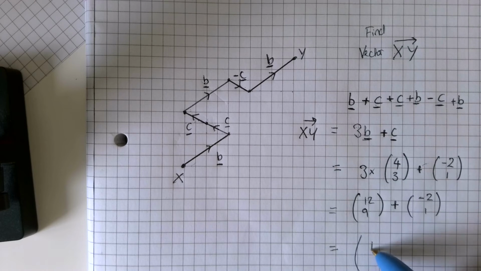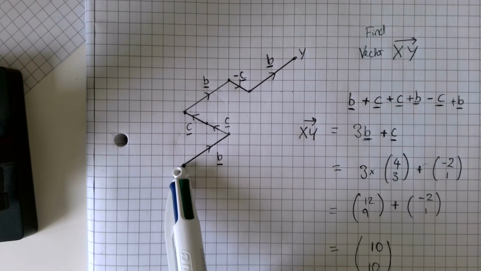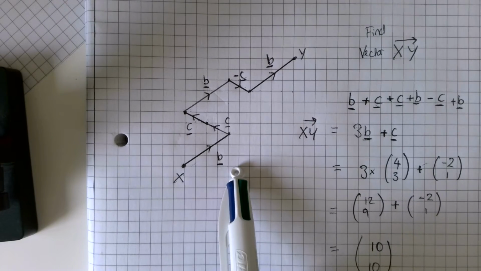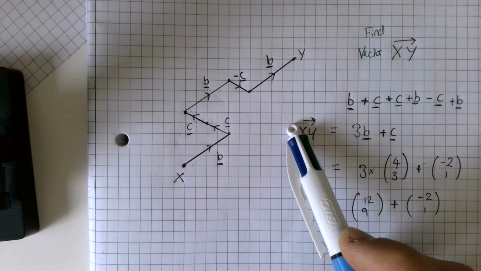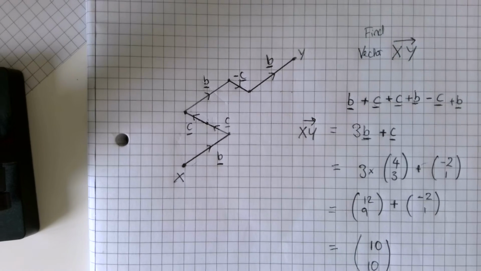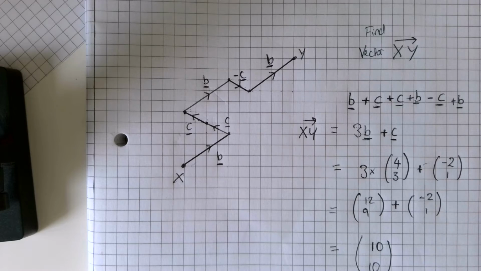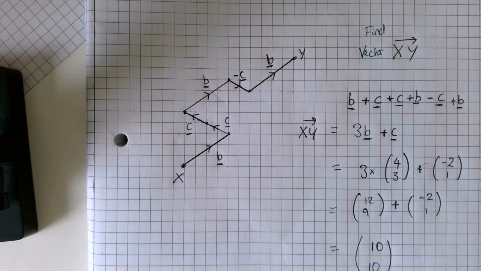So 12 plus minus 2 is 10. 9 plus 1 is also 10. So what I've just said here is that to move from X to Y, I would have to move 10 squares to the right and 10 squares up. Let's just see if that's true. 1, 2, 3, 4, 5, 6, 7, 8, 9, 10. 1, 2, 3, 4, 5, 6, 7, 8, 9, 10. It is.